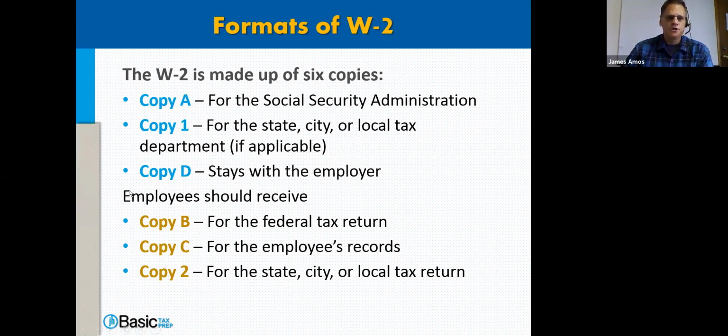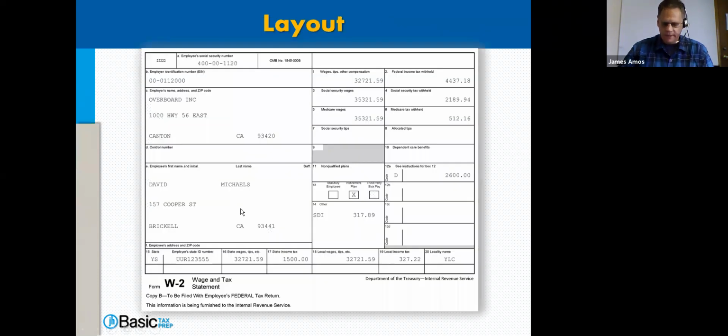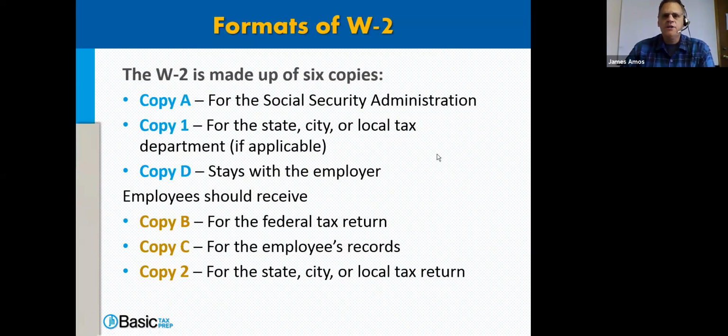But employees should receive copy B, and if they're doing a physical tax return that they're mailing in, copy B would go with the federal return, copy C would be for the employee, and copy 2 would be for the state return.